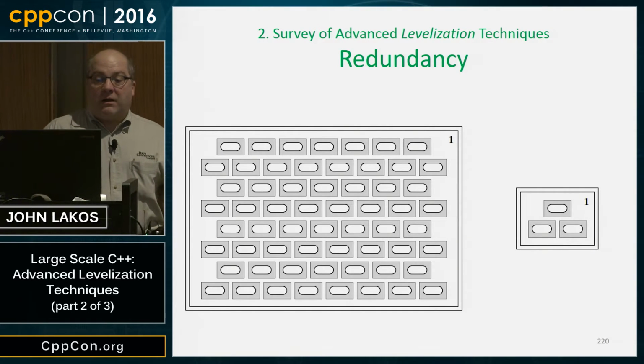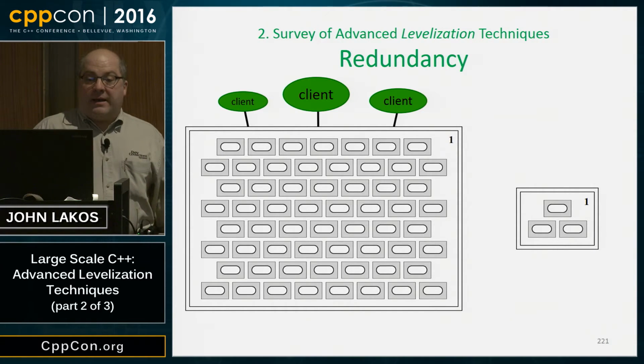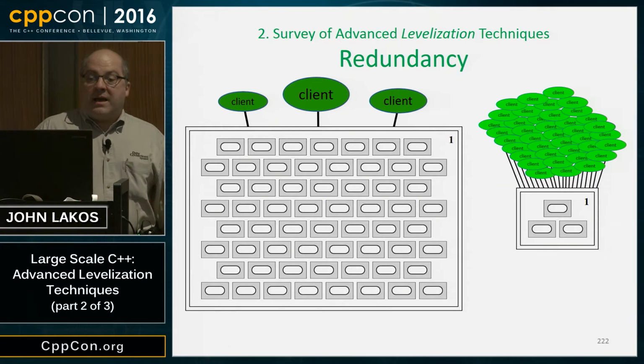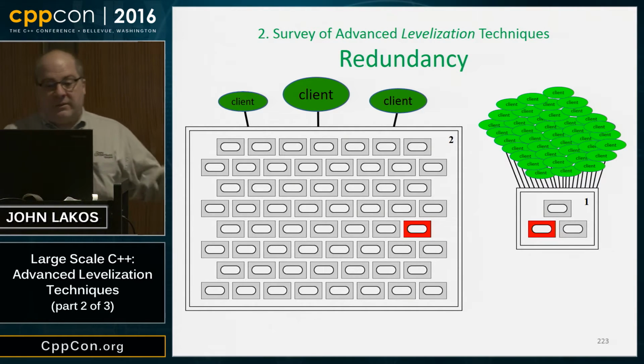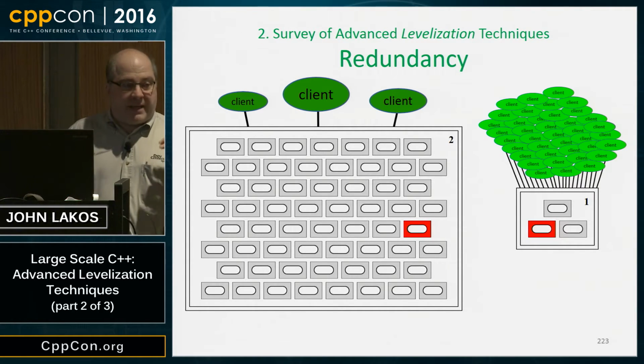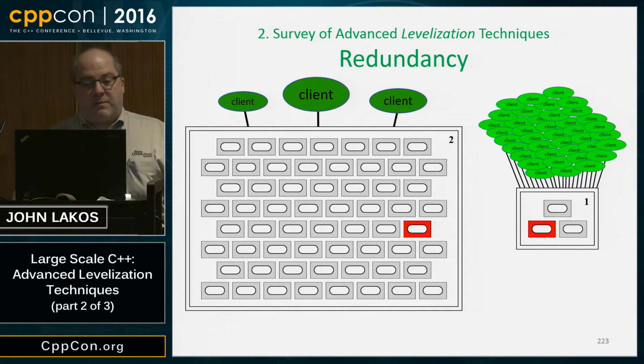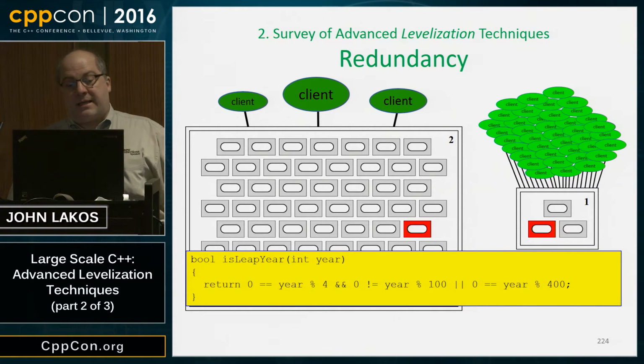Suppose I have a large system and a small system, and I have some clients of the large system, and a lot of clients of the small system, okay? Now, everything is going along just fine, and I realize, oh, there's some redundancy. Oh my goodness, what am I going to do? So I say, well, I'm going to get rid of that redundant code, and I'm going to depend on something else. So let's say that code is leap year.